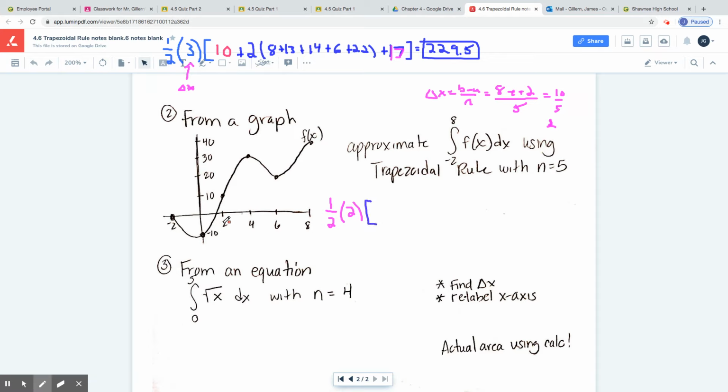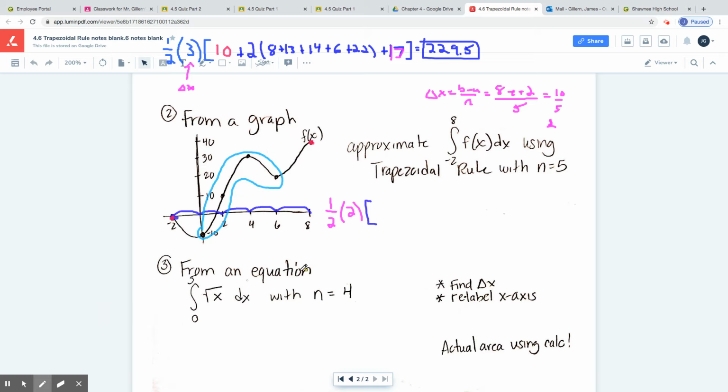Now, delta x is 2. So that means I'm going from here to there to there. So every point, basically, I'm using here. I'm going to use every single one of these y values. But the first y value and the last y value, I'm only going to use once. All of these y values, I'm going to use twice.